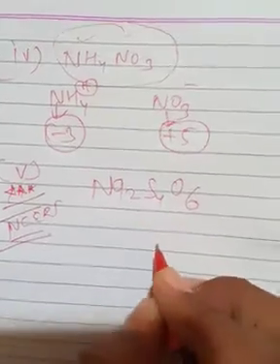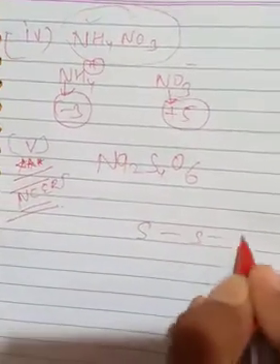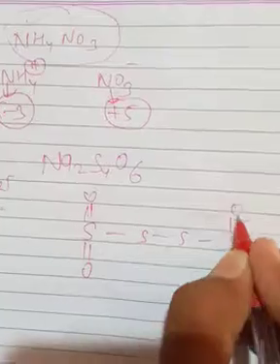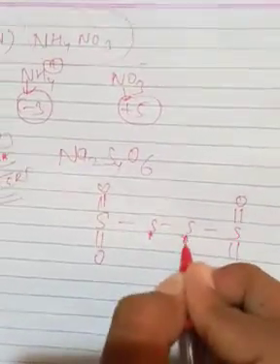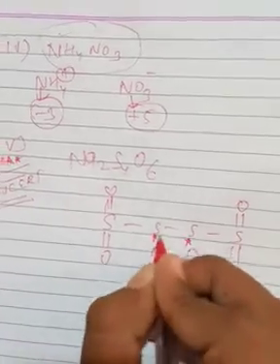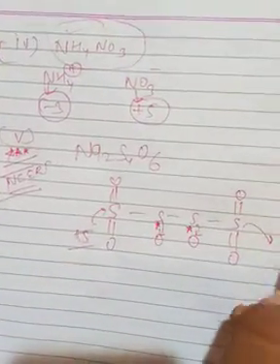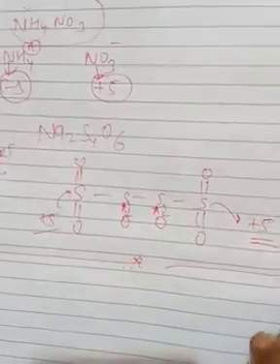The fifth one, which is very important and given in NCERT, is Na2S4O6, that is sodium tetrathionate. In its structure, the two sulfurs which are star marked are in 0 oxidation state, and this one is in +5 oxidation state, and this one is also in +5 oxidation state. So thank you.